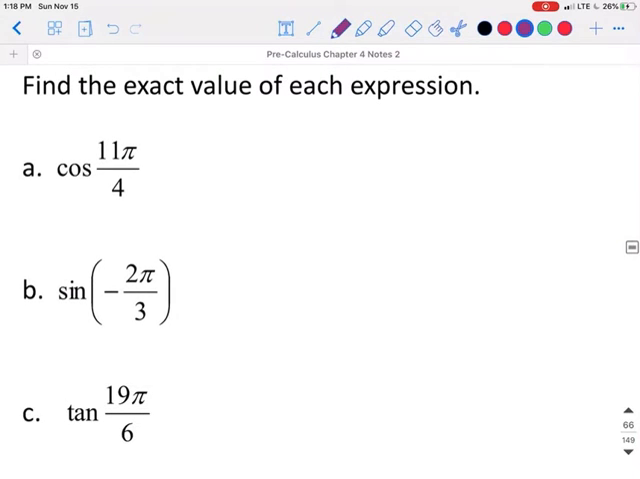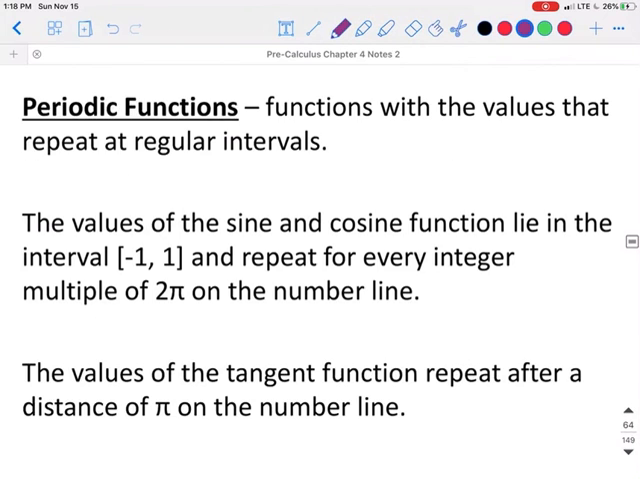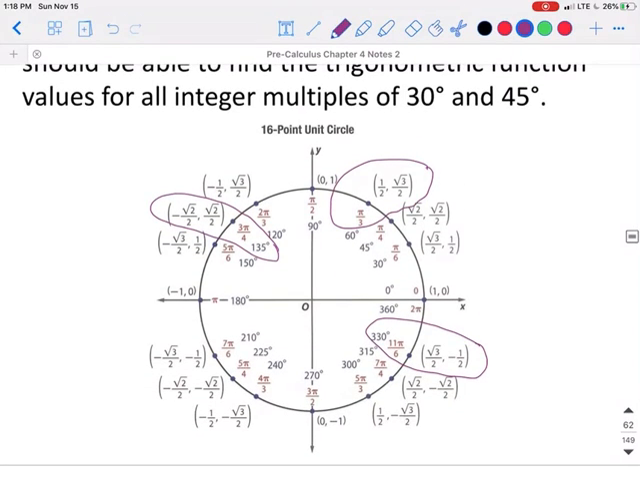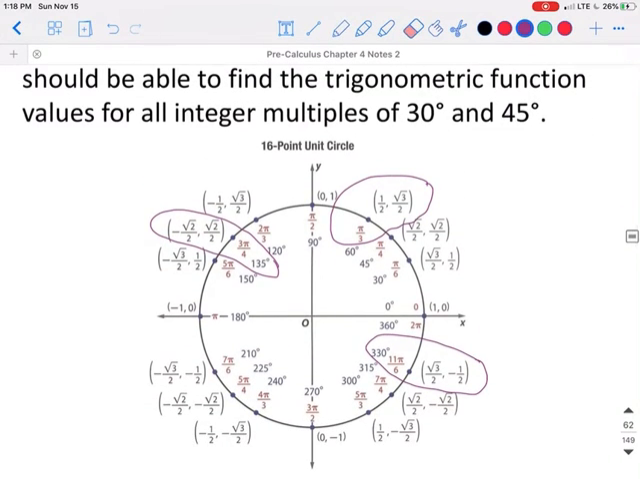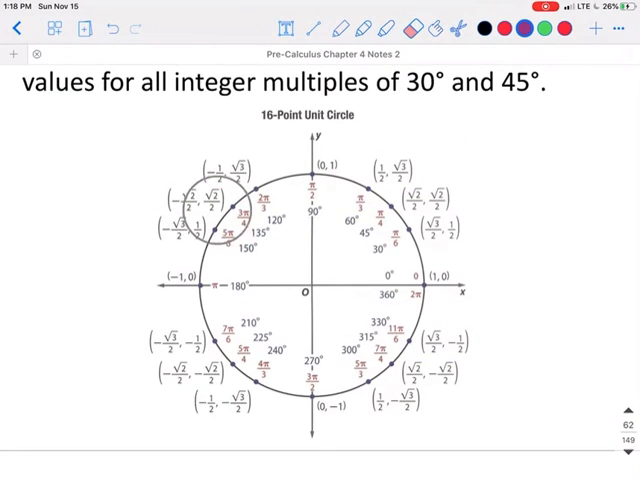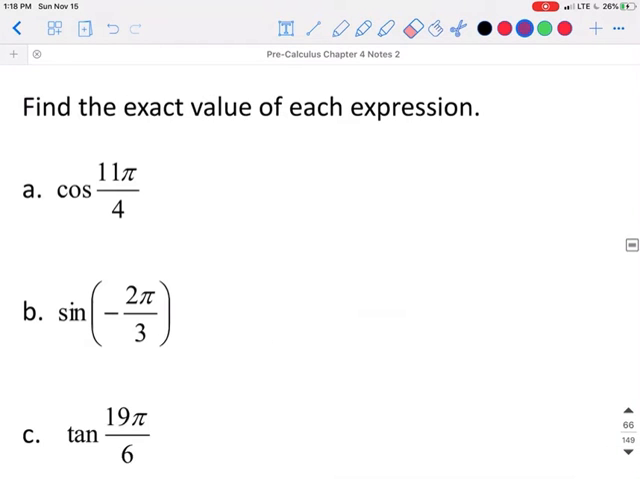So again, we're going to find the exact values of each of these expressions. Some of them may be on the unit circle, and some we may have to find before we can do anything else. So 11 pi over 4, if we look, is not on the unit circle. So we are going to have to figure out what would be a coterminal for 11 pi over 4.